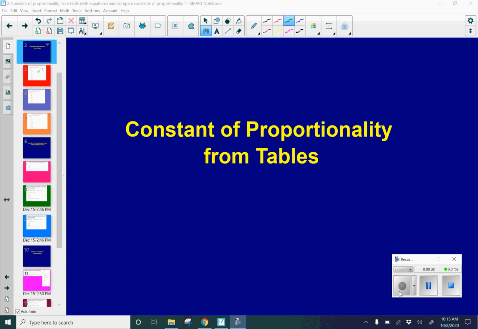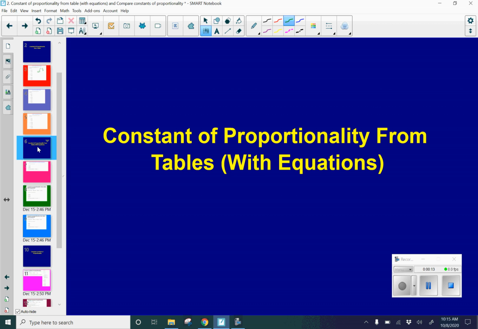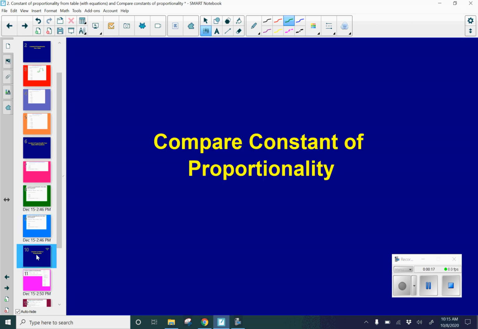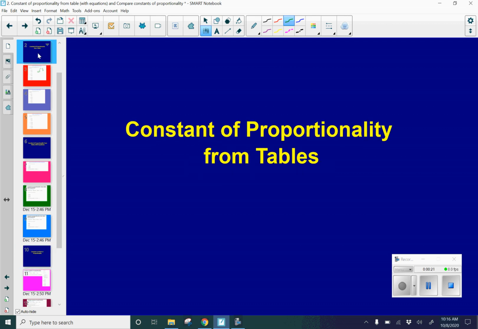Hello everyone. Today we're going to continue with the next three skills in rates and proportional relationships, starting with constant of proportionality from tables, then moving on to constant of proportionality from tables with equations, and then lastly we're going to talk about comparing constants of proportionality. So let's go back to constant of proportionality from tables.